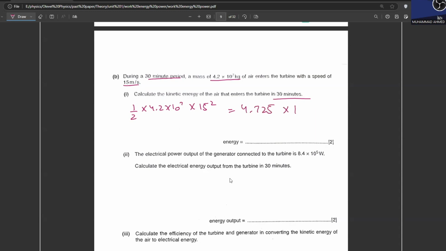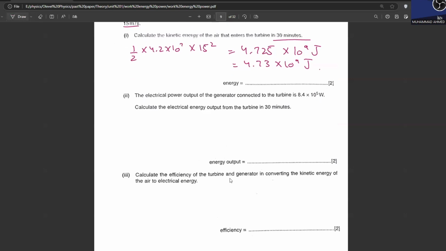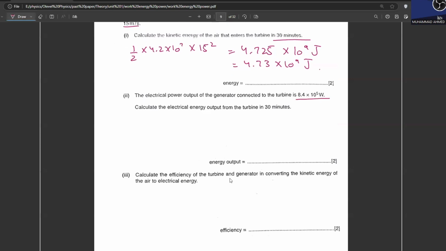4.725 into 10 raised to the power of 9 joules. Okay. This will become what? 4.73 into 10 raised to the power of 9 joules. Simple. If I put it till three significant figures. The electrical power output of the generator connected to the turbine is this. Calculate the electrical energy.